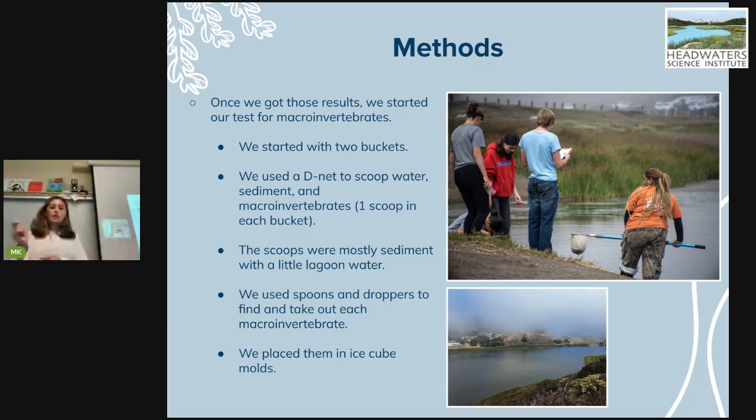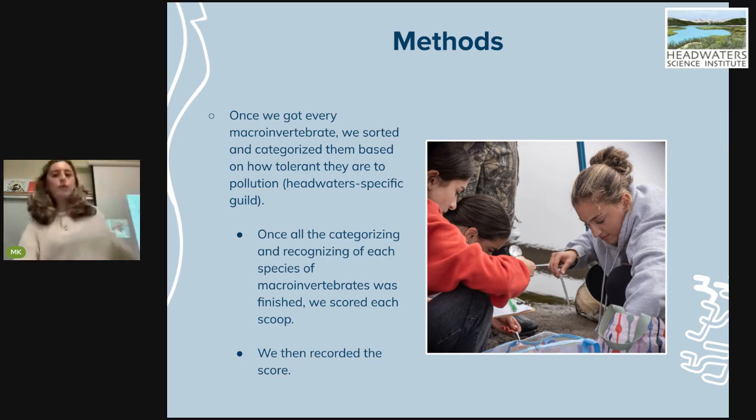We were able to use spoons and droppers to sort and get all the bugs. It did take much longer, but that time was very worth it because we were able to collect all of our macroinvertebrates. Then we would spend some time identifying them using the bug score chart that I showed and explained earlier. This is just us sorting. Again, we sorted, then we recorded the score. Each group, as I said earlier, has a score, and we would do it.